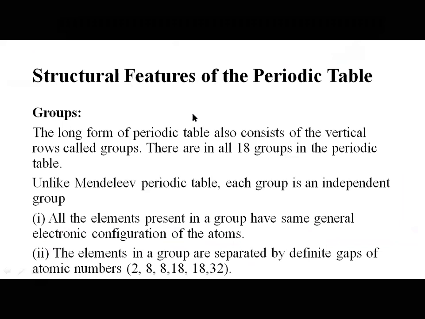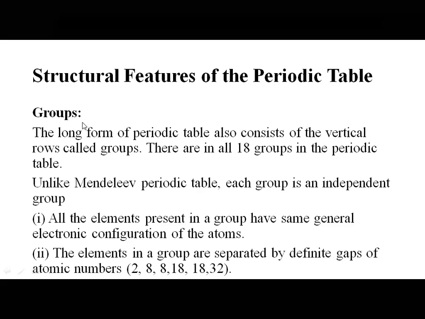Structural features of the periodic table. Now, how is this periodic table divided? It can be classified into various forms. With the study of the modern periodic law, the modern periodic table, also called the long form of the periodic table, is also called Bohr's table, because he classified the elements in the form of a table. The elements are arranged in increasing order of atomic numbers. So this is one way of grouping the elements.